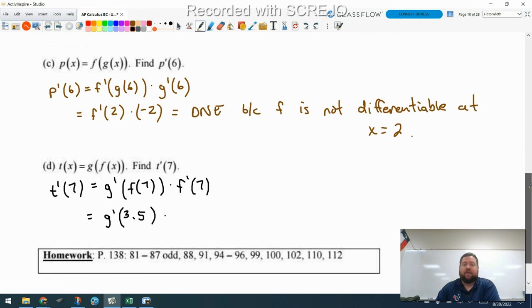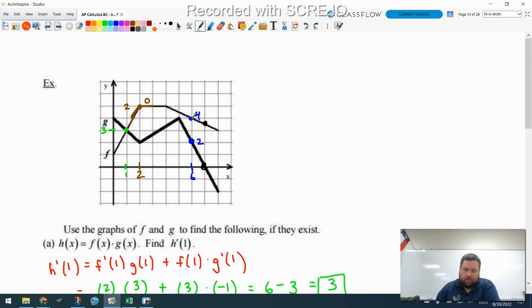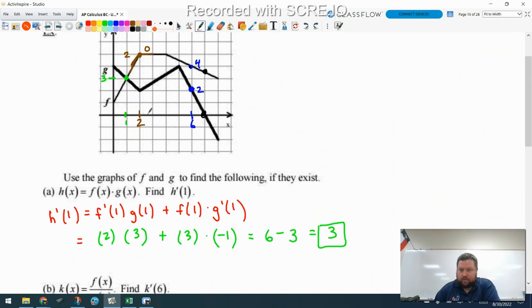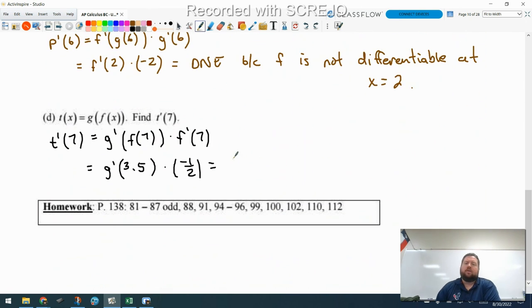And then f prime of 7 is the slope of this line right here, which we found earlier when we did this point, is negative a half. All right, so g prime of 3.5. Okay, so 3.5, that's right here. G is this function here in the middle. So I want the slope of this line. Rise is 2, run is 3, 2/3. So that is equal to 2/3. We're multiplying by negative a half. You can cancel out the 2's and get your answer of negative 1/3.